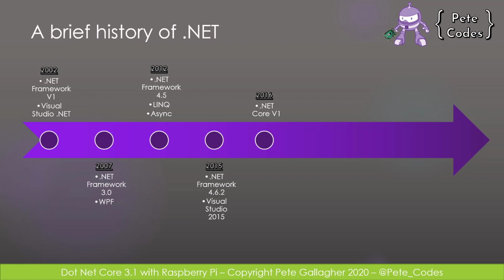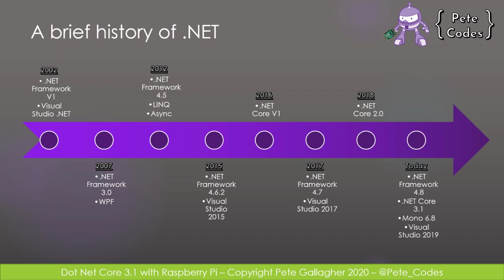This version of .NET Core did cause some problems for a lot of people, in that I think a lot of people thought maybe it was more released than it was, and then with the release cadence that was happening at the same time, there were lots and lots of breaking changes, and I think perhaps that caused some problems for some people. In 2017, we got .NET Framework 4.7 as well as Visual Studio 2017. And then in 2018, we got .NET Core 2.0, and really this was the first proper version of .NET Core in my estimation. This is the version that most people will have been using just recently before moving to .NET Core 3.1. Obviously, we have .NET Framework 4.8 today, as well as Mono 6.8 and Visual Studio 2019.